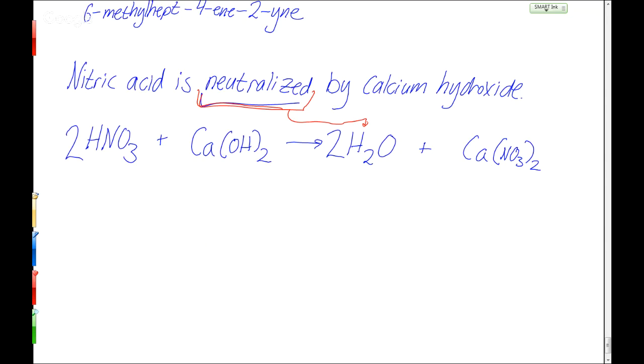Why were there 2 nitrates on the right side? Because calcium is +2 and nitrate is -1. So to build the compound from those, you need 2 nitrates for each calcium.